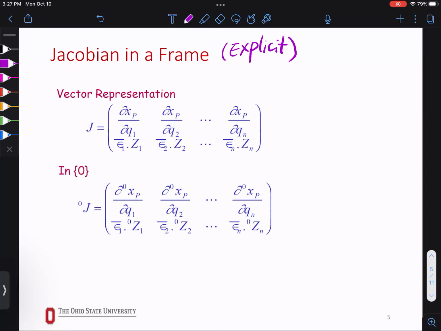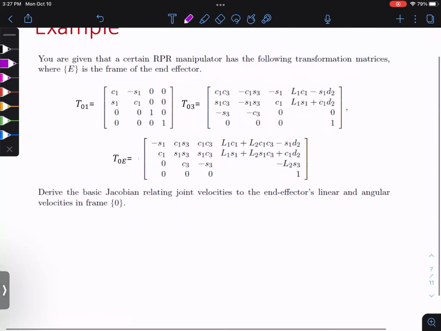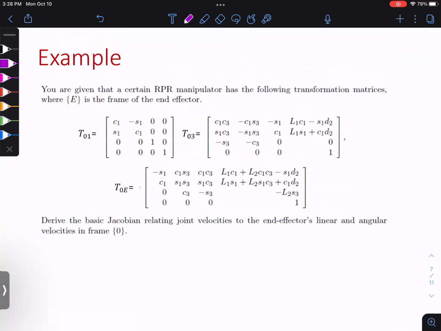That's what we're going to do for the example that we just saw. All right, I'm going to make this a little bit bigger so you can see how these look. So C1, as usual, is cosine of theta 1. S1 is sine of theta 1, and so on. Now, T01 is the transformation of the first joint with respect to the base frame.